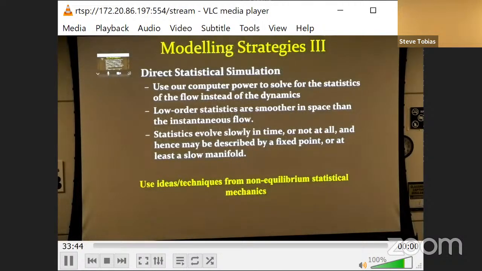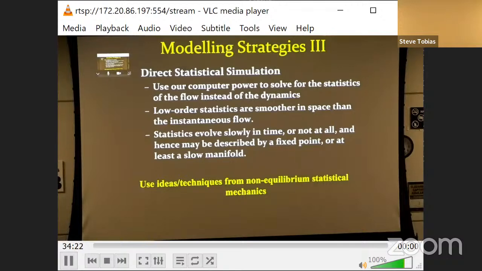And then there's a final thing, which I was asked to talk about, so I'll get to that in the third lecture, I think. Direct statistical simulation is to use our computer power to solve for the statistics of the flow instead of the dynamics. Why might this be a good thing to do? Well, the low order statistics are smoother in space, so they might be described by fewer degrees of freedom, and they may evolve more slowly in time, or not at all, depending on what kind of averaging you're doing, and hence may be described by a fixed point or a slow manifold.